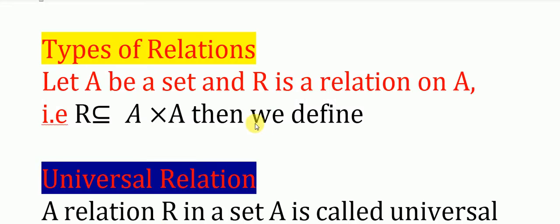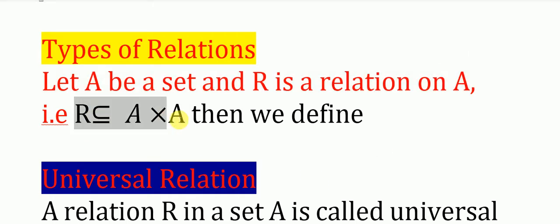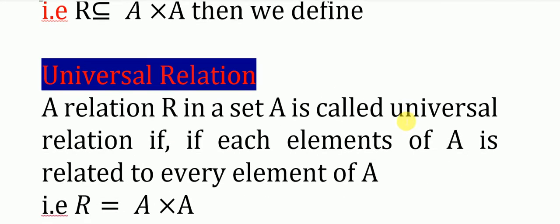Now let us look at the types of relations. Let A be a set and R a relation on A, that is, R is a subset of A cross A. So we are considering a set A and the Cartesian product A cross A, and R is a relation, that is, R is a subset of A cross A. Then we can define these relations.